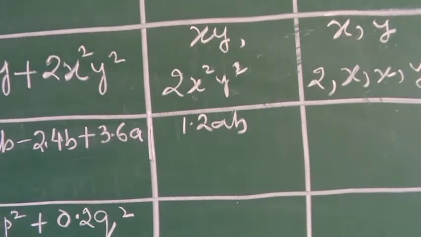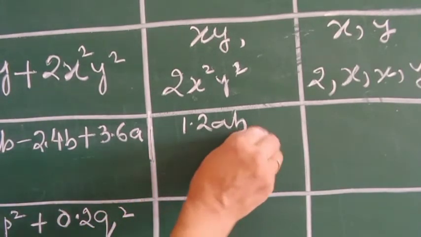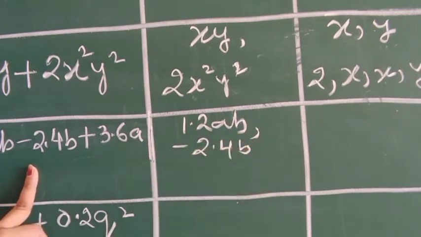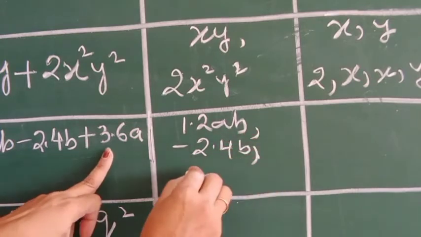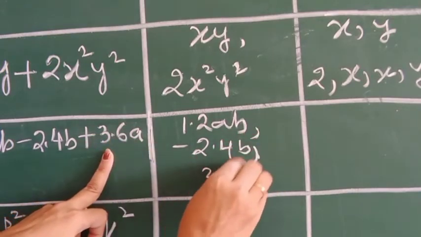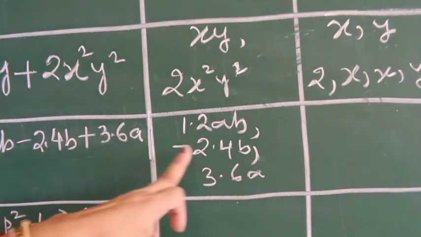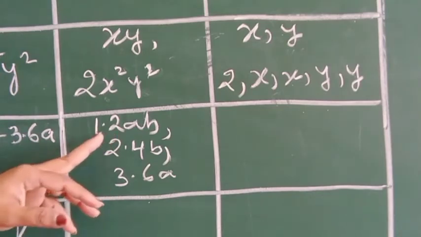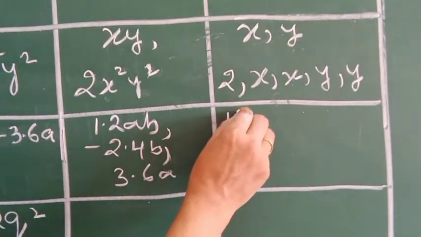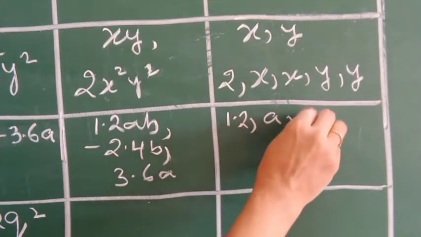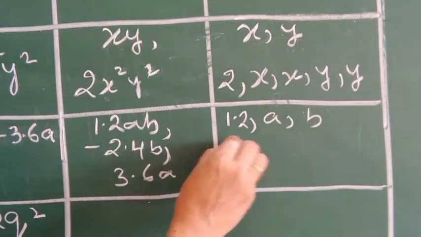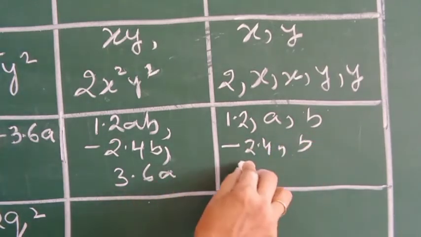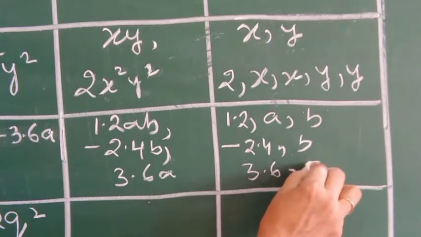Is it clear to you? 1.2 AB, comma, minus 2.4 B, comma, plus 3, plus we will not write, only 3.6 A. So these are the three terms here, and you have to write the factors also. Factors of the first one are 1.2 comma A comma B. Second one is minus 2.4 comma B. Third one is 3.6 comma A.